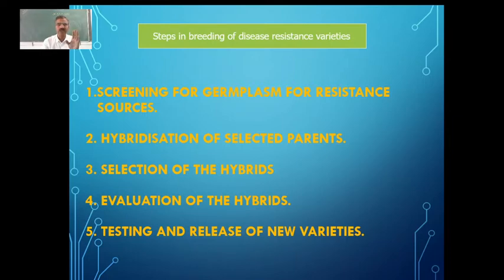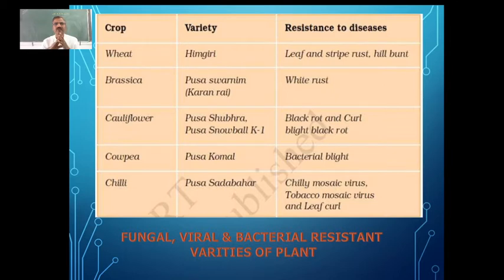We have developed so many varieties of plants which are resistant against diseases. Just now in the last class we have seen how wheat is affected by leaf and stripe rust and also hill bunt disease. So we have a variety which has been developed here, which we call the Himgiri variety, and this particular table is very important from the point of view of your NEET examinations, where they have asked for different examples of resistance against a specific disease.